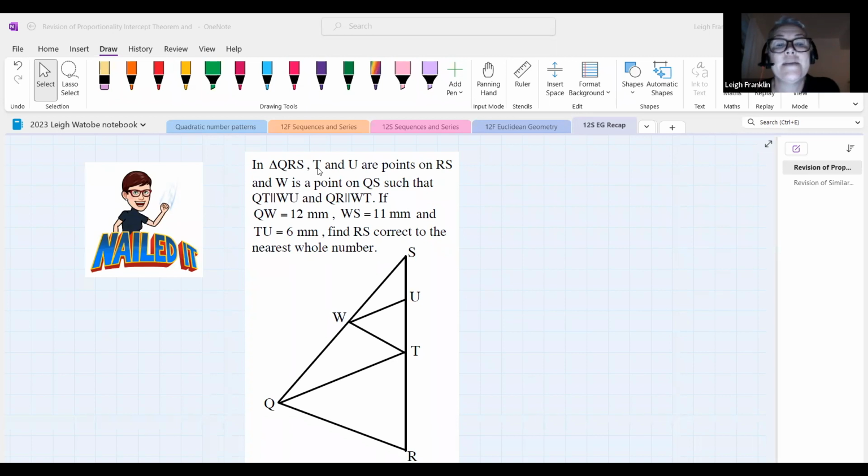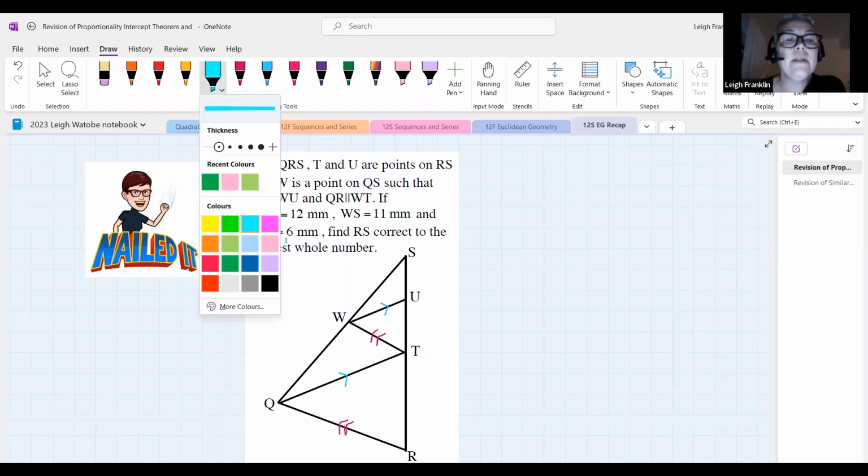They tell us that T and U are points on RS and W is a point on QS such that QT is parallel to WU. All right, so now they're telling us this for a reason. So QT is parallel to WU and QR is parallel to WT. The reason that they tell us that is because they are trying to give us a clue as to which triangles we need to work in.